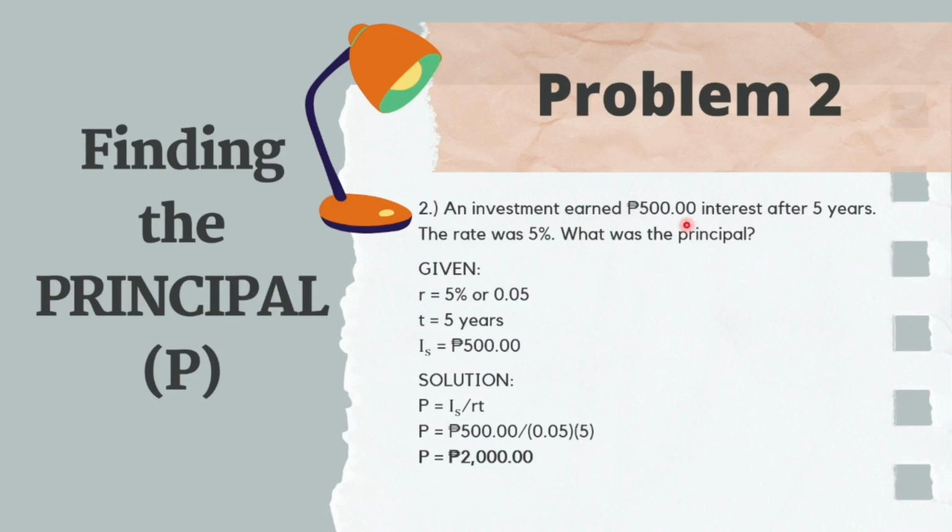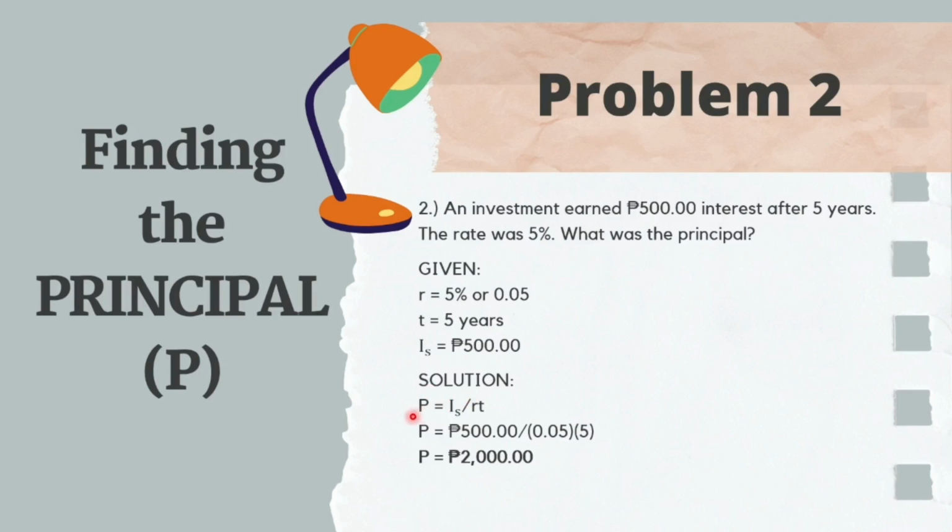An investment earned 500 pesos interest after 5 years. The rate was 5%. What was the principal? So this is a pretty straightforward question. Extract the given. The rate is 5%, or 0.05 once divided by 100. The given T, or time, is 5 years, and the given IS, or simple interest, is 500.